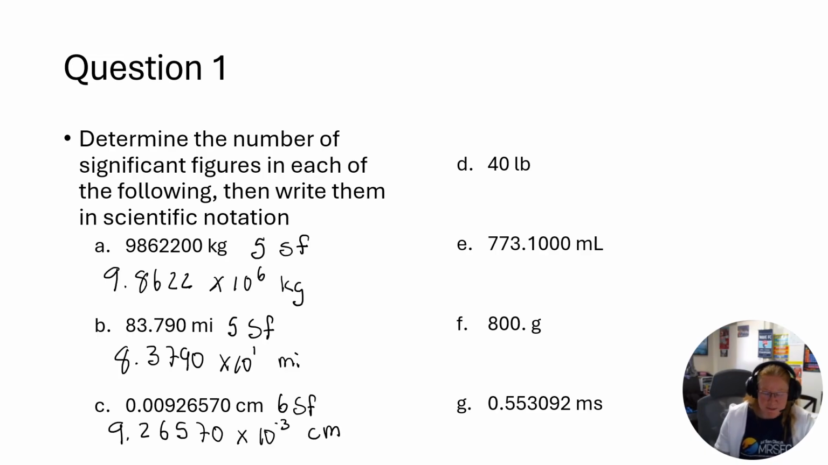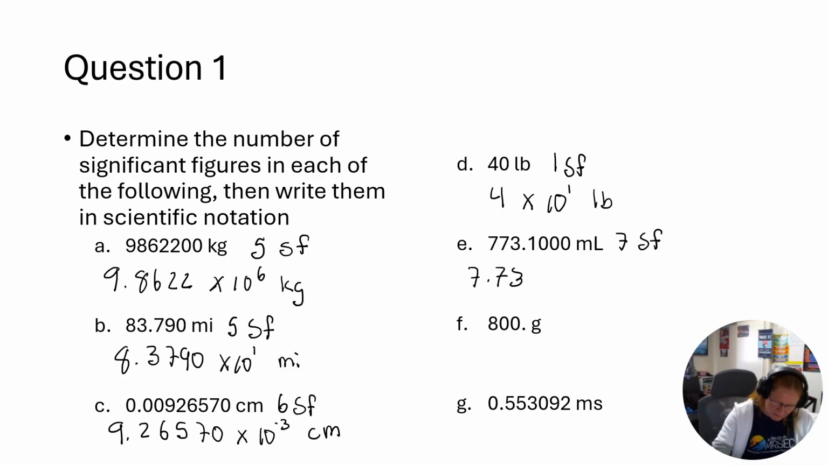All right, I have 40 pounds. There's no decimal places there. So the only significant digit's the 4. So I have 1 sig fig, and I'm going to get 4 times 10 to the 1st as my conversion to scientific notation. Okay, this next one, all 3 of those zeros come after the 1, which comes after a decimal point, so those are all significant. So I'm going to have 7 sig figs, and I'm going to get 7.73130 times 10 to the 2nd milliliters.